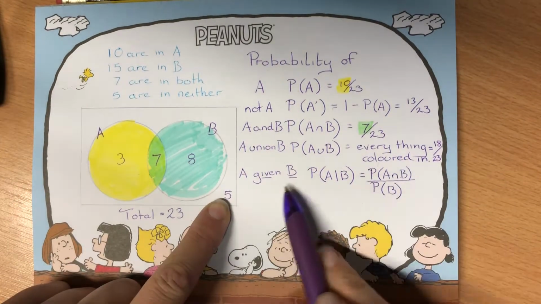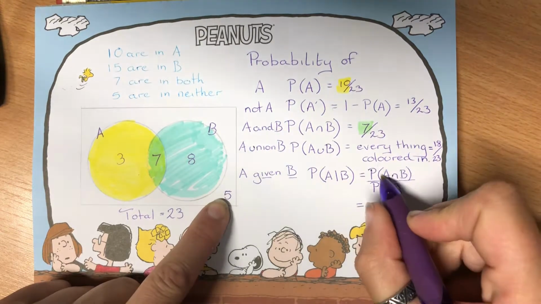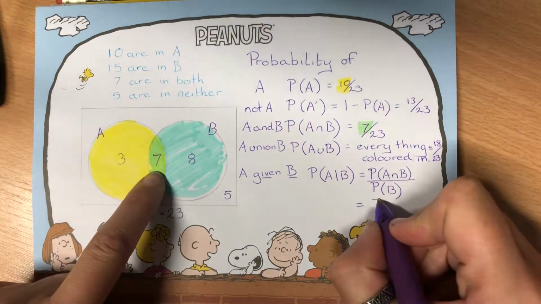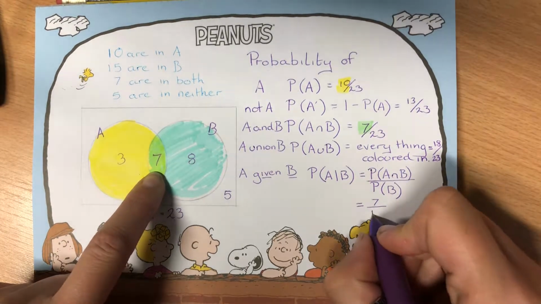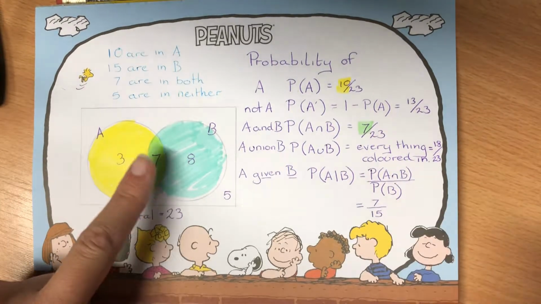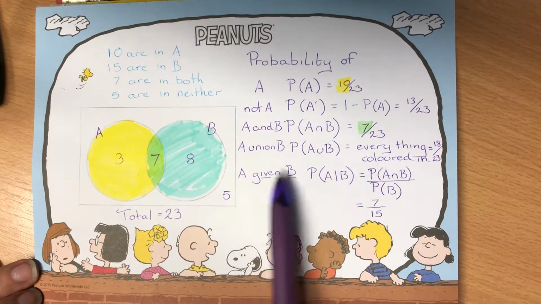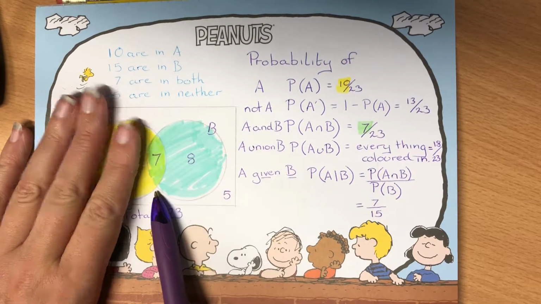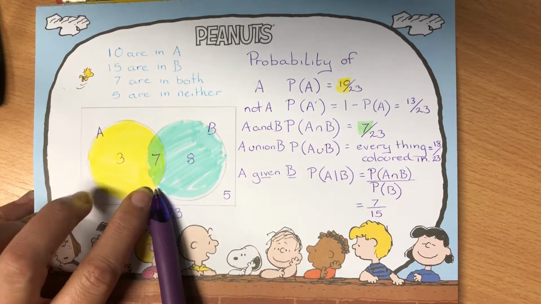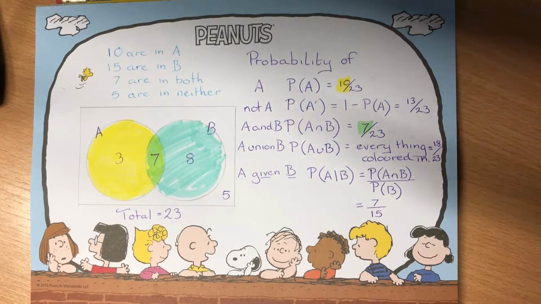And then last off, A given B, we want the probability of both out of the probability of B, and there were 15 in there. So A given B, just that circle, and then 7 from there. So that pretty much shows the different sections and how we work out the probabilities.